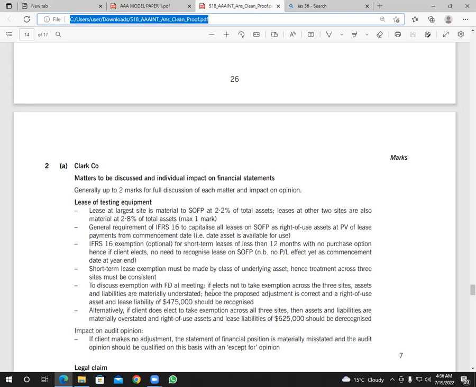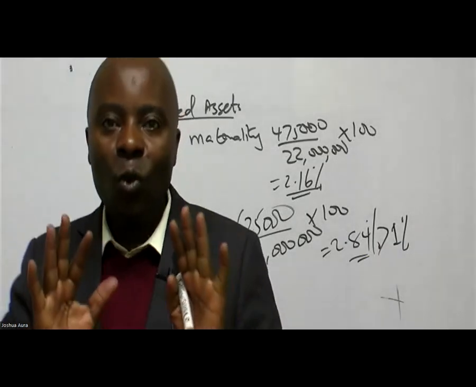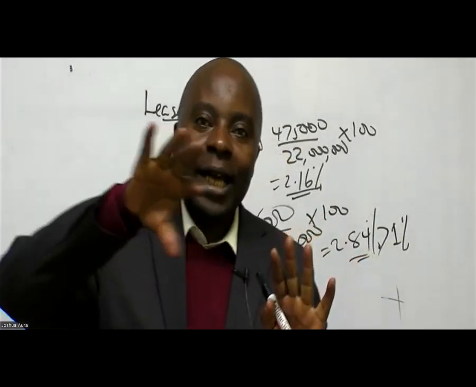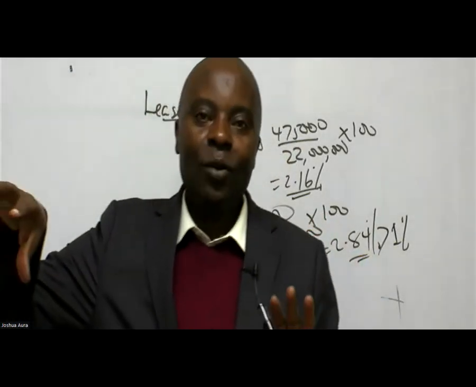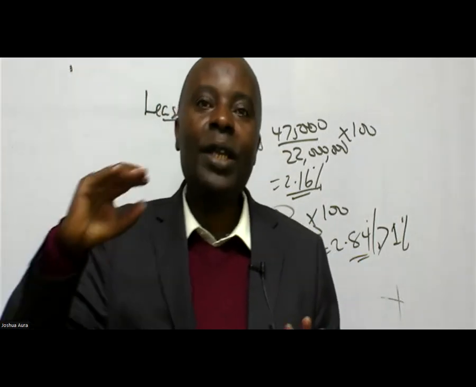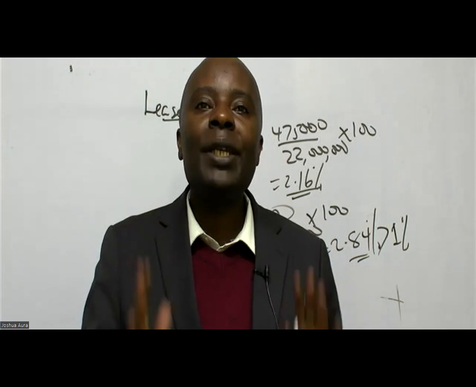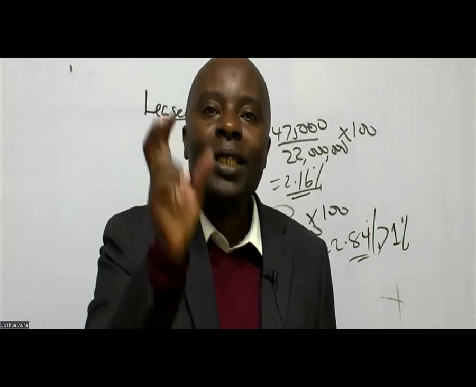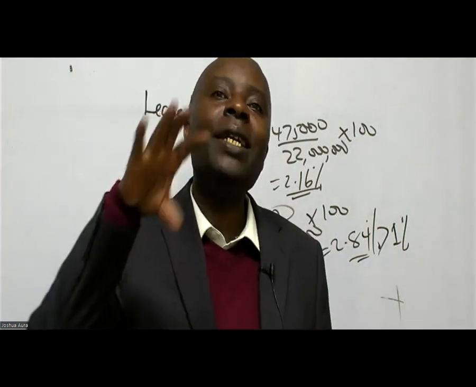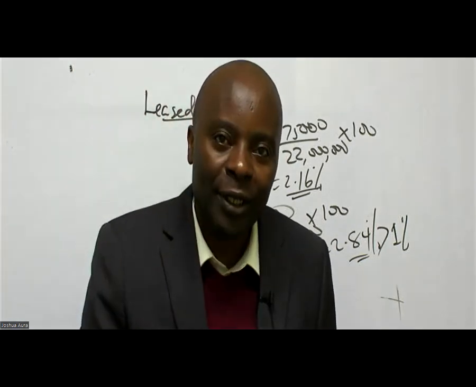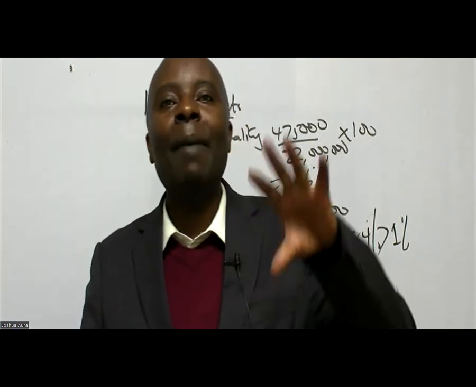If he elects not to take exemption across the 3 sites, but he wants to capitalize, remember, it is optional. So if he says he would want to capitalize, now there is that 1 site asset which was not capitalized, the one in this case that is coming to 475,000. So it means automatically that the assets of this company are understated by that 475,000. At the same time, the liability.